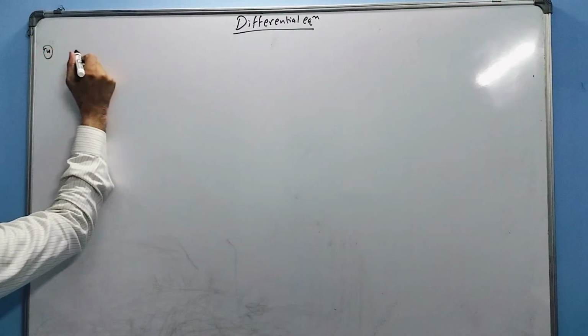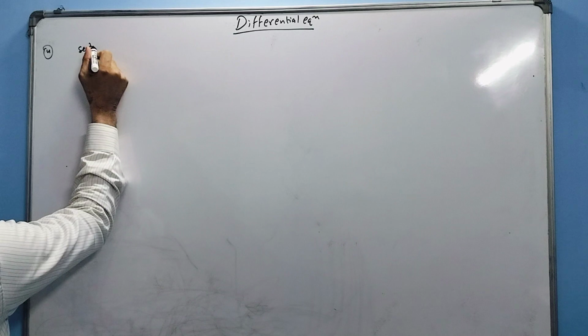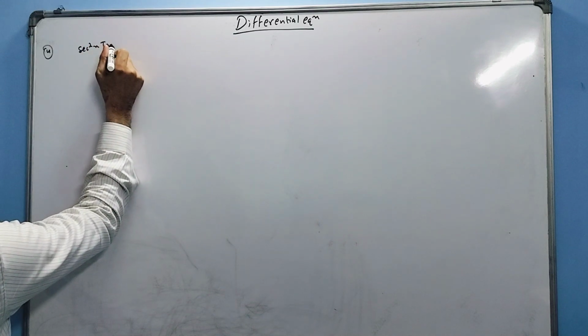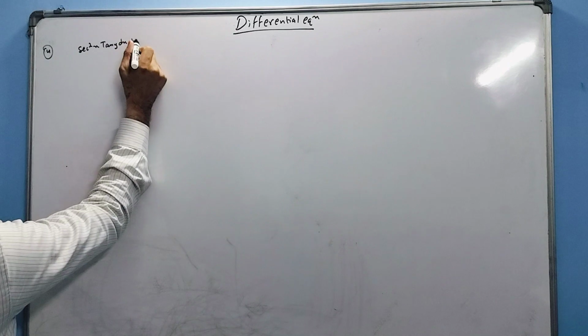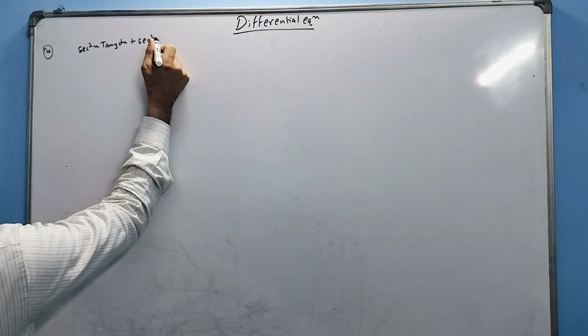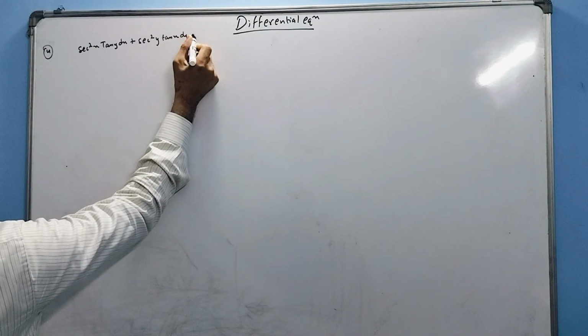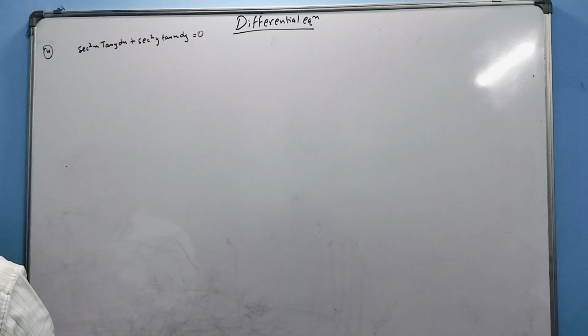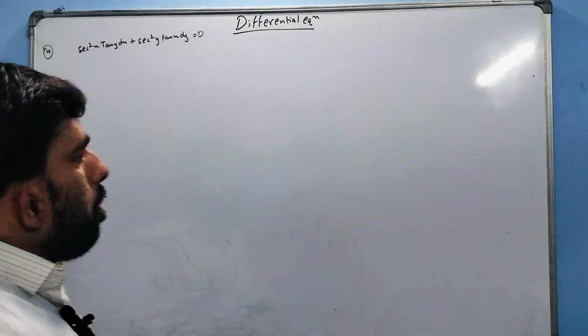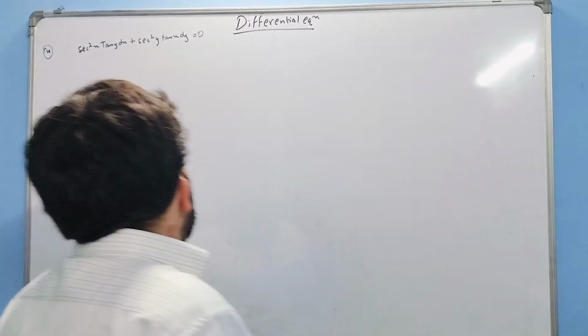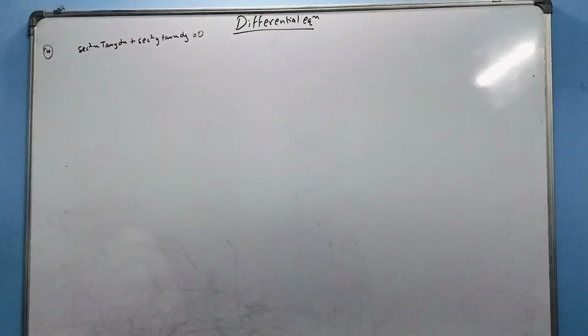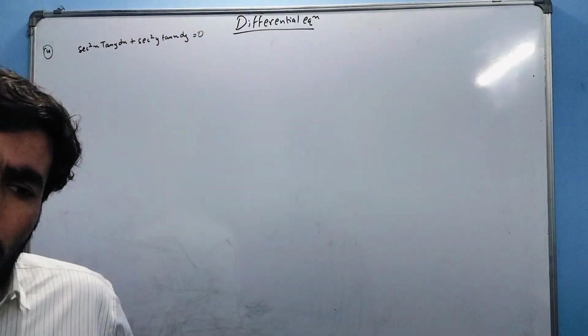The 4th question I have is sec square x tan y dx plus sec square y tan x dy is equal to 0. So this is the differential equation we have. Now let us try, okay, now we will try to find its general solution.